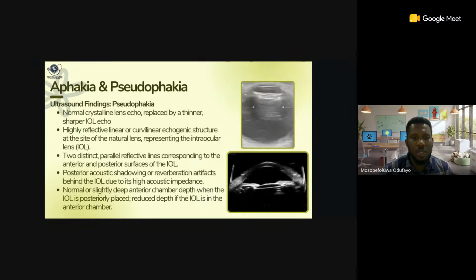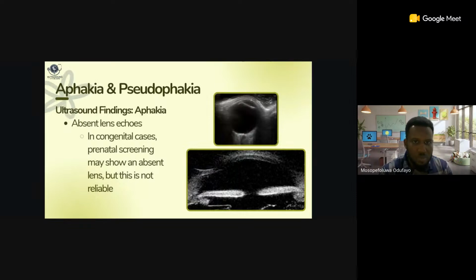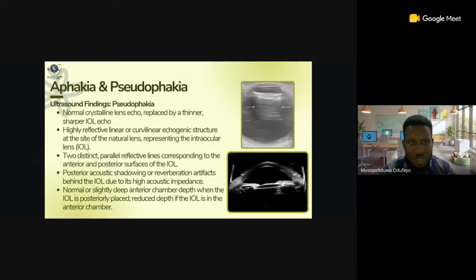Aphakia. Is that okay? In congenital cases, prenatal screening may show absent lens, but this is not really reliable because it's too small to be able to make that assessment. While for pseudophakia, there's an intraocular lens and it has a specific way it looks. Is that okay? And let's talk about it.